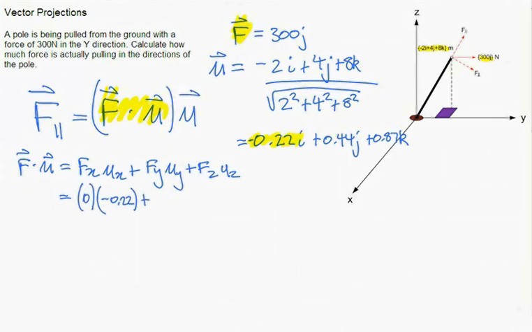Plus Fy, which should be 300J. So 300 multiplied by the 0.44, plus Fz, which again, this one has no z component, therefore it's another 0 times 0.87.